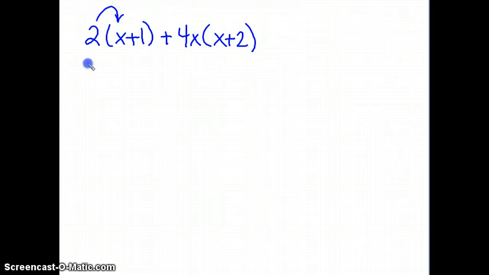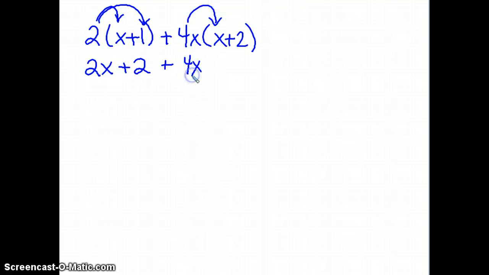So you would get 2 times x, so you get 2x. Then you would distribute times 1, so you'd get 2. Plus, and then you would do 4x times x. And when you do that, that becomes x squared. And then you do 4x times 2, which gives you 8x. So the first thing that you do is you distribute it all. And now you combine like terms and you put them in order.